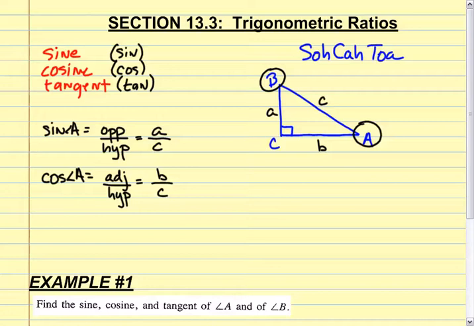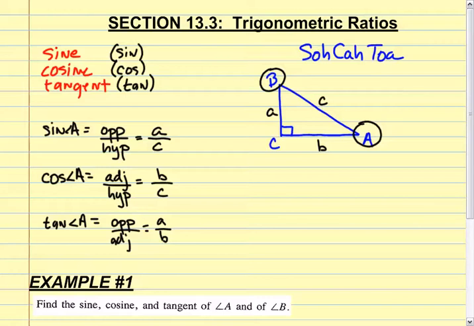And then the last thing for angle A is the tangent. Tangent angle A is going to equal the opposite over the adjacent. Now remember, the opposite side was A. All right? A over the adjacent side, which was B. Okay? A over B.